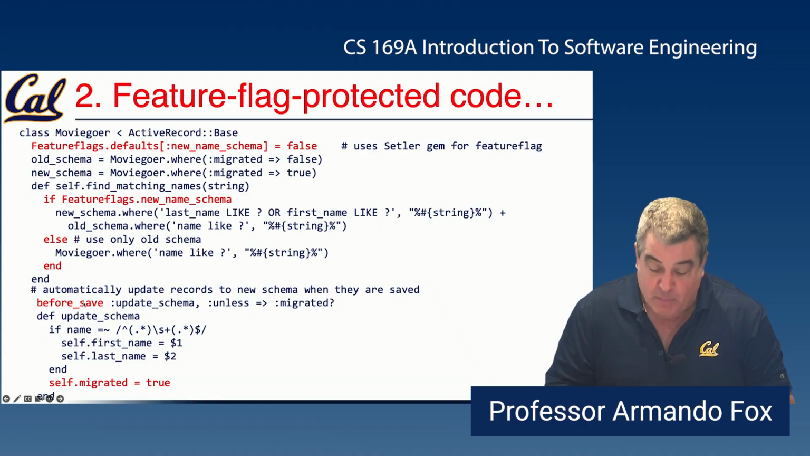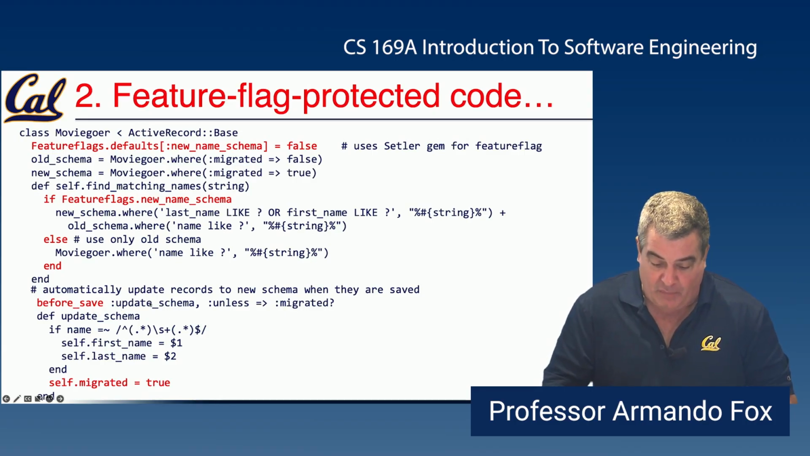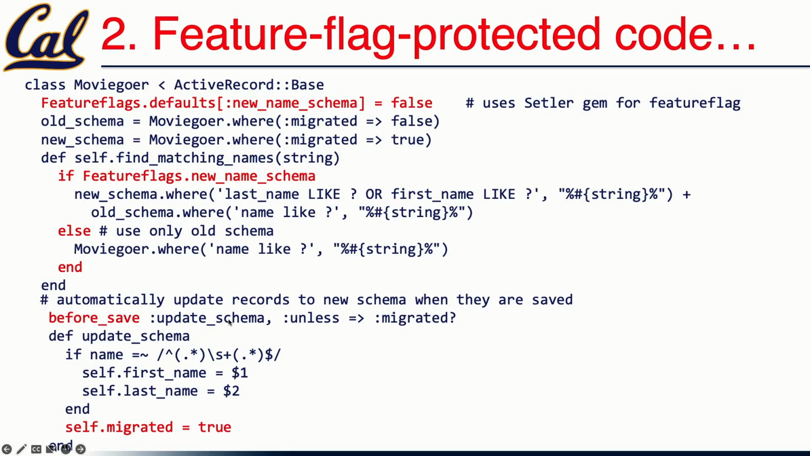So we could use the before_save callback in ActiveRecord to say, every time you save a record, run the update schema function unless that record has already been migrated, right? And remember that the way this works is that it will try to call migrated? on the record. Migrated is just a column, so it's going to be either true or false. So this says, whenever any moviegoer record is about to be saved, whether it's being updated or being created for the first time, unless the migrated field is already true, which initially it will never be true, then run this update schema operation before you save it.